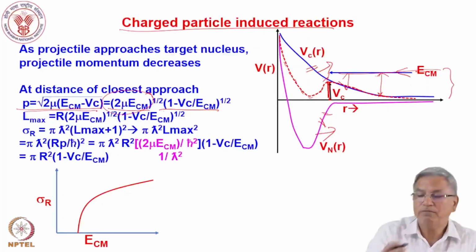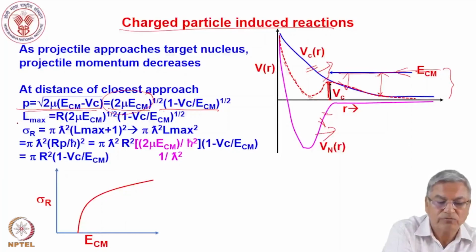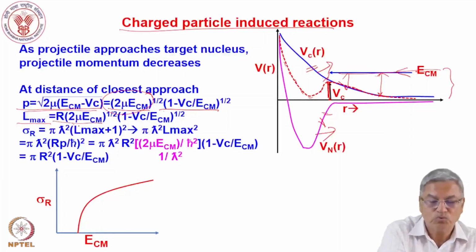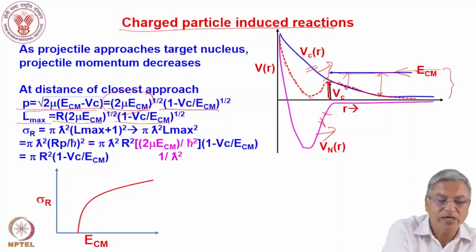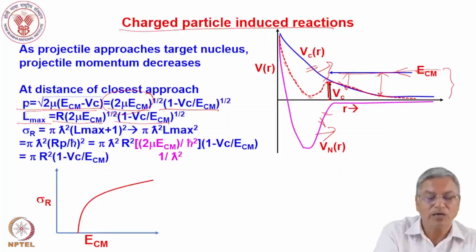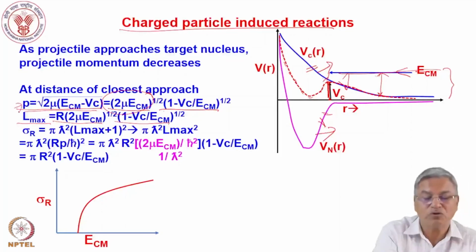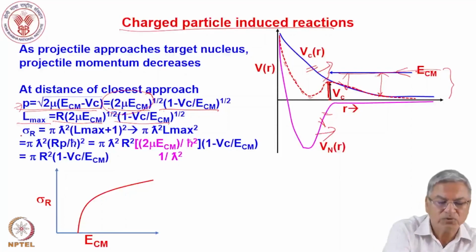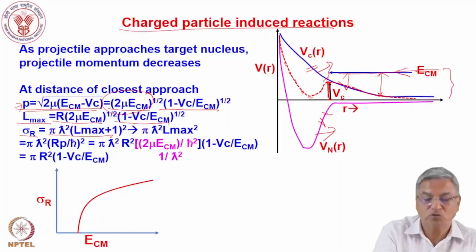The angular momentum at infinity and at contact has to be conserved, and you take the help of this formalism to calculate L max at contact: R into the momentum, that is R times the square root of 2 mu ECM (1 minus BC upon ECM). So this is R into P, R cross P is the angular momentum. I have replaced the linear momentum at contact with L max equal to R into that momentum. And so sigma becomes pi lambda-bar square (L max plus 1) square.